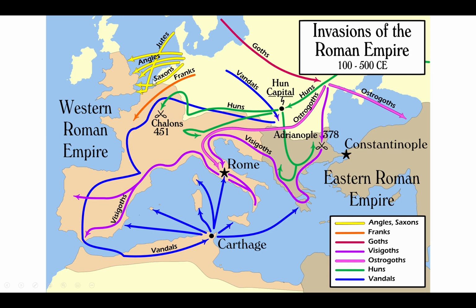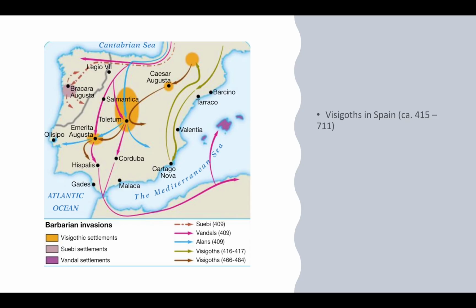Here we have the Angles and the Saxons, the Franks, Ostrogoths and Visigoths, also the Vandals. But there were even more, the Lombards, many of them, and all of them settled in what was before the Western Roman Empire.